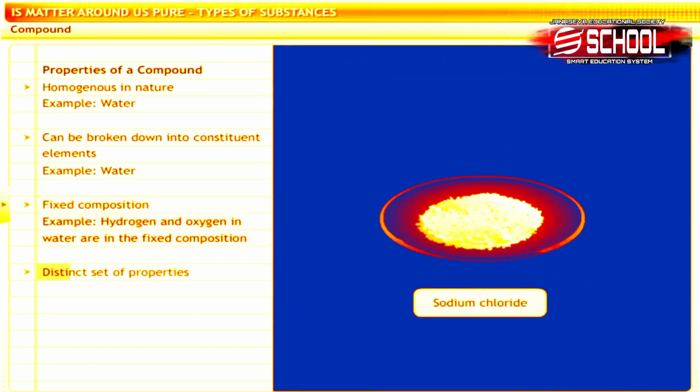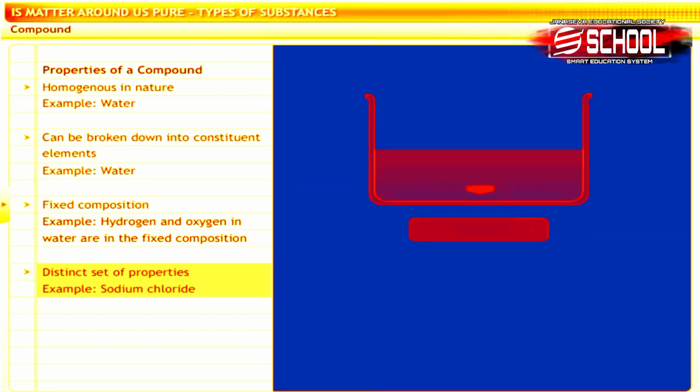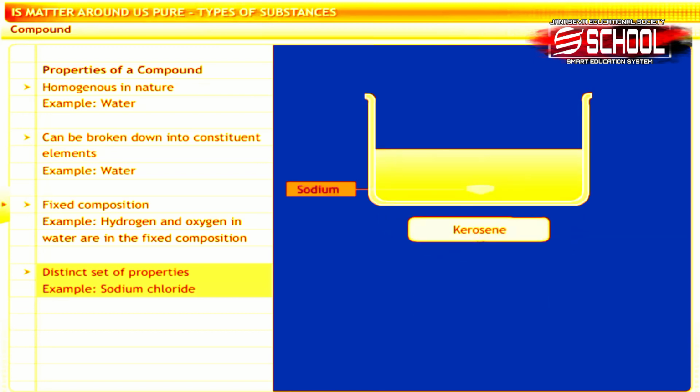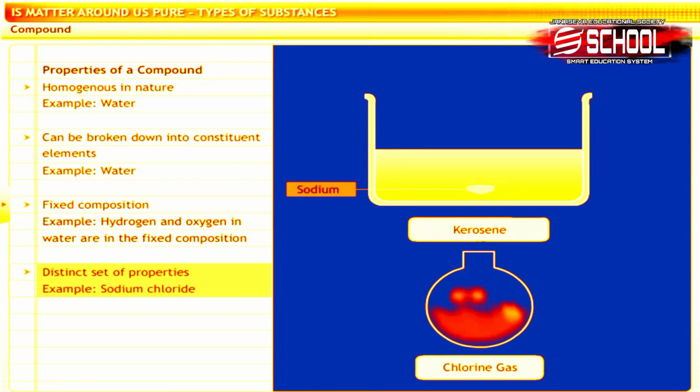A compound has a distinct set of properties which is not similar to the properties of its constituent elements. For example, sodium chloride, table salt, is a harmless substance which is a white crystalline solid. On the other hand, its constituents, sodium, is a greyish-white solid, and chlorine is a greenish-yellow gas that are potentially dangerous.